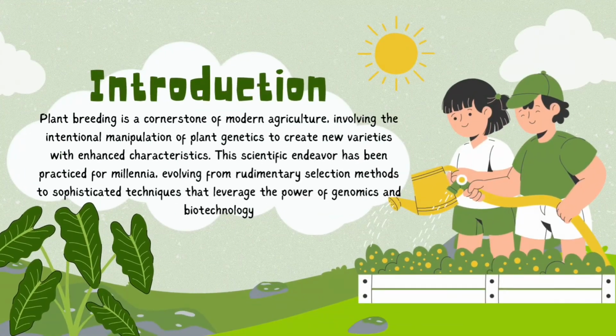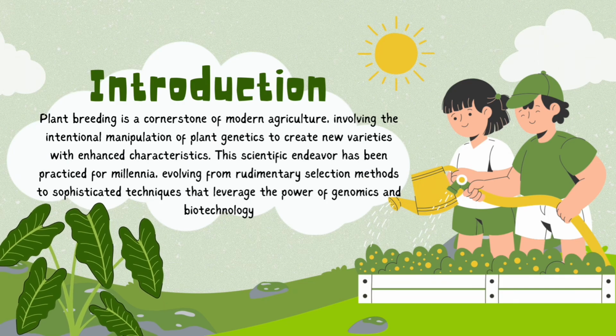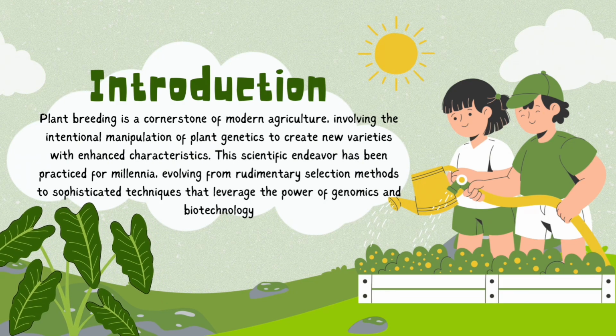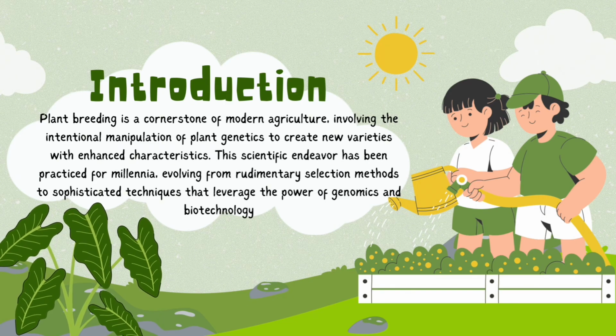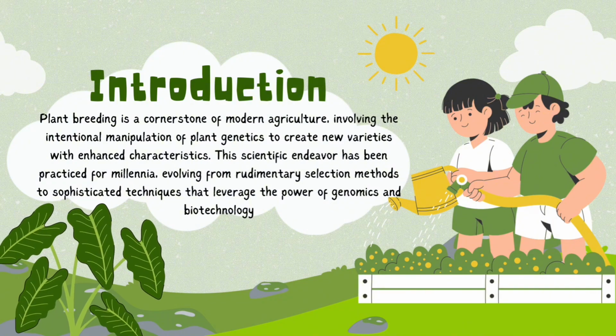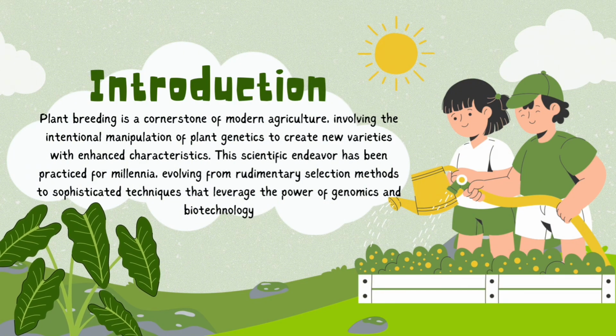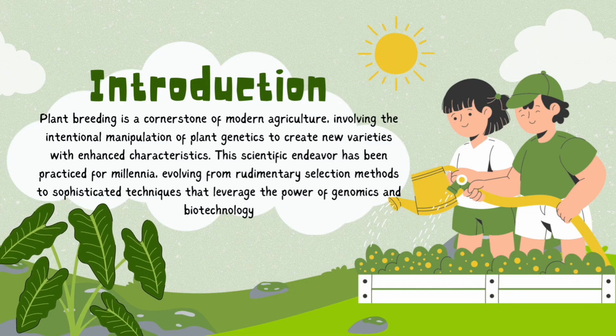Plant breeding is a cornerstone of modern agriculture, involving the intentional manipulation of plant genetics to create new varieties with enhanced characteristics. This scientific endeavor has been practiced for millennia, evolving from rudimentary selection methods to sophisticated techniques that leverage the power of genomics and biotechnology.